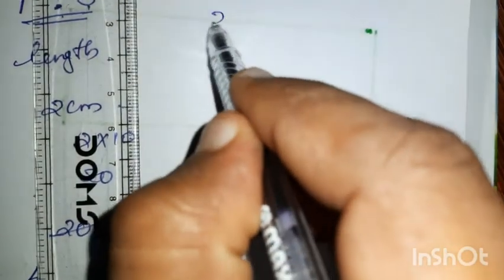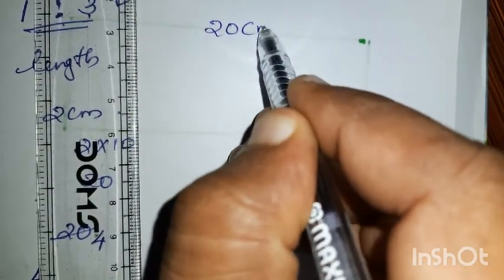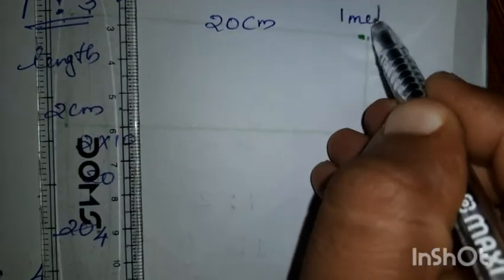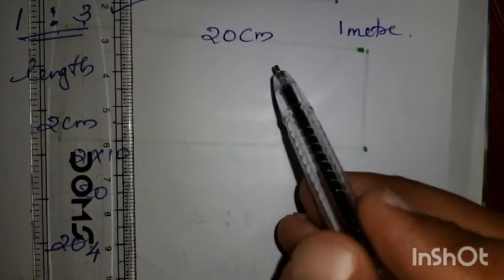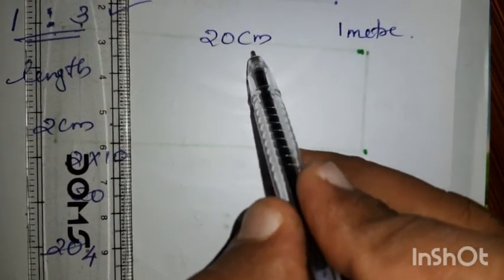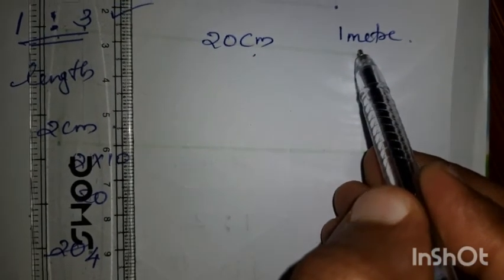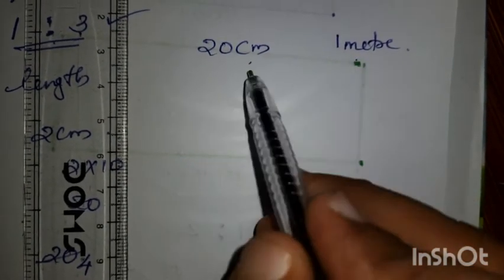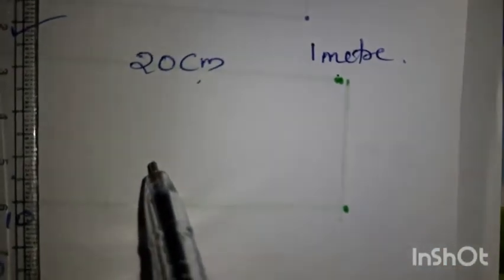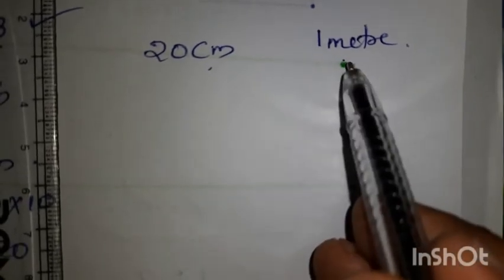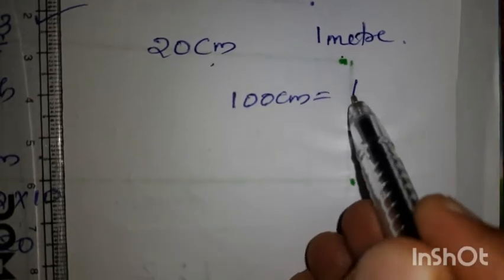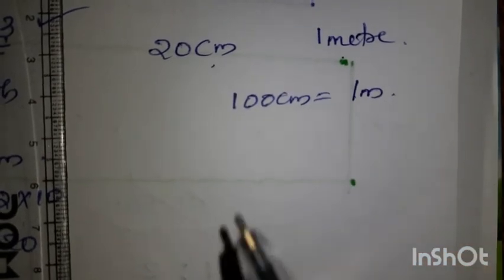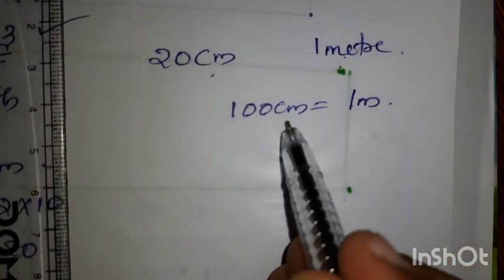See another one, 20 centimeter and 1 meter. Here how will you find out the ratio? You can see the unit here. Here it is centimeter, here it is meter. To find out the ratio, it should be in the same unit. So first you have to change to a single unit. You know 100 centimeter is equal to 1 meter. So we are changing this meter to centimeters.